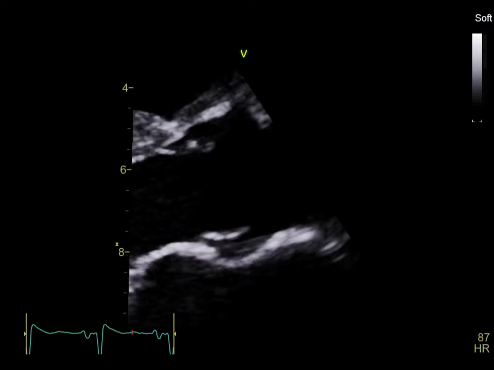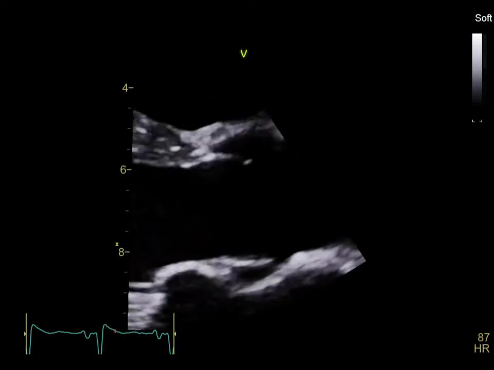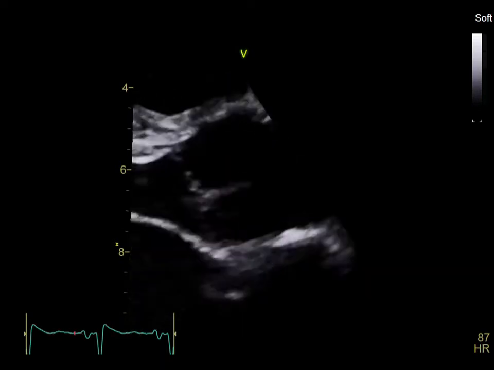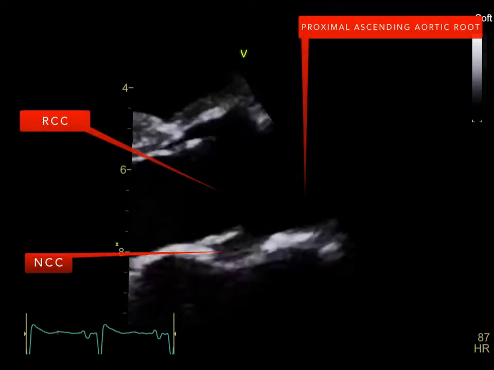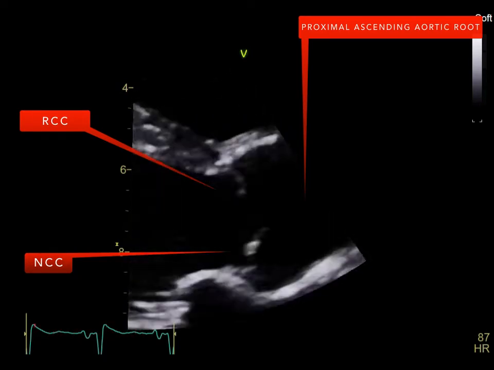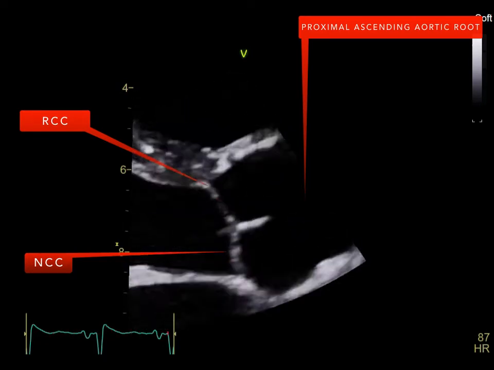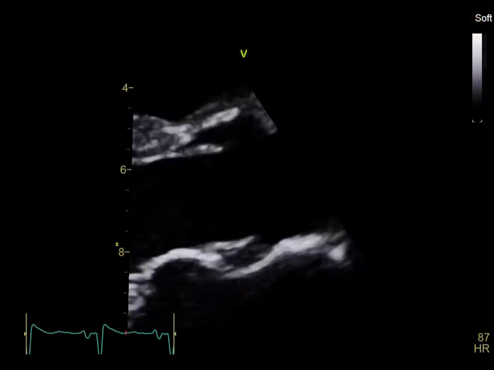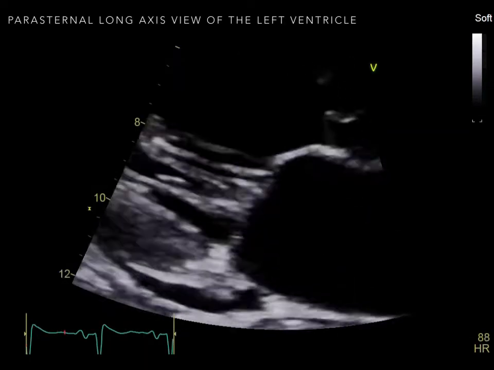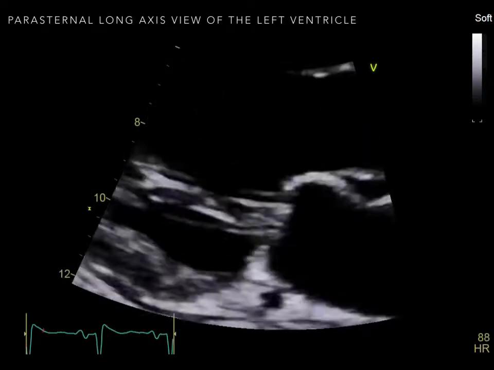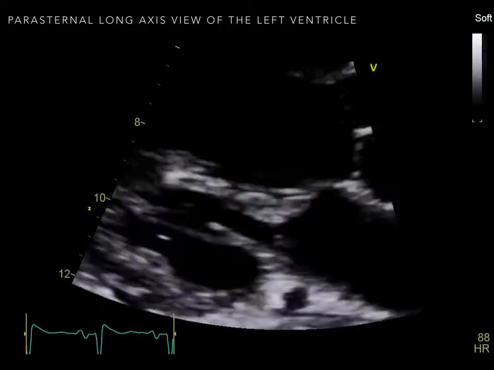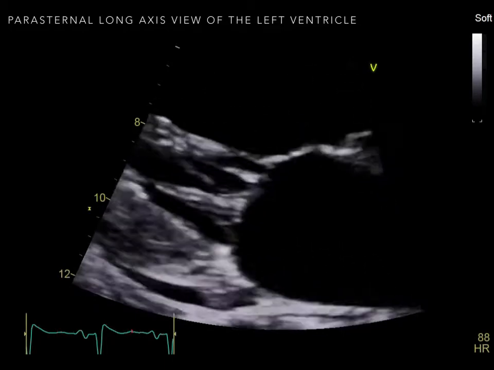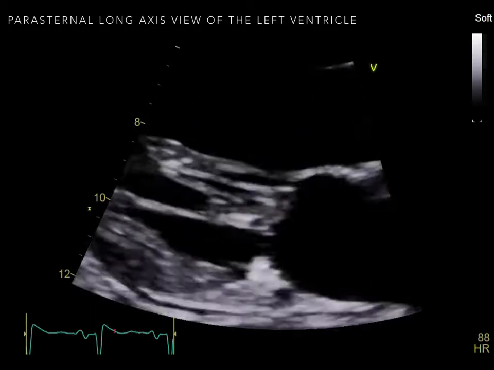Zoomed in image of the aortic valve showing structures of the proximal ascending aortic root and aortic valve. The aortic valve leaflets must be thin and unrestricted in their motion. This image is used to measure the LVOT diameter as well. In this zoomed-in image of the mitral valve, both mitral valve leaflets should appear thin and they should be unrestricted in motion.